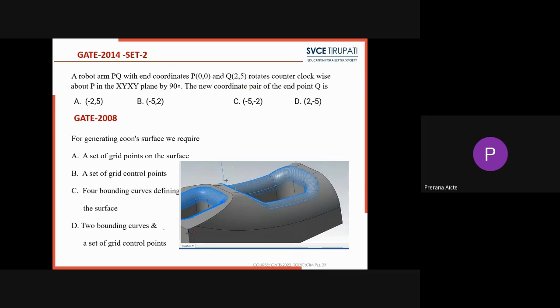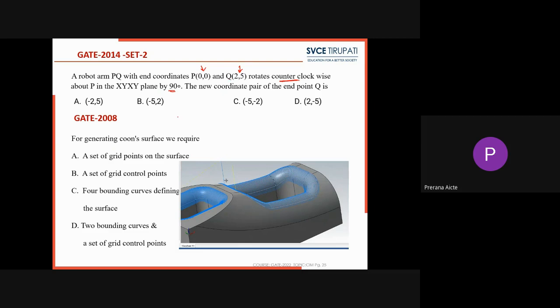The next one. See a robot arm PQ with end coordinates P of 0, 0 and Q of 2, 5. It rotates in the counterclockwise direction about P in the XY plane by 90 degrees. So the new position of end Q is dash. Here the robot arm is going to be rotated in a counterclockwise direction. Then they ask what the new coordinates are.